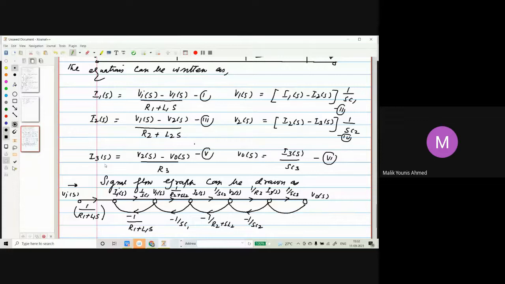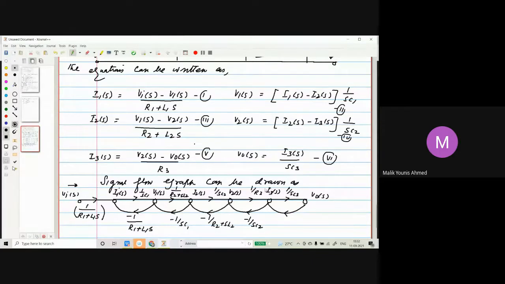But for I3 of S, we need to make manipulation. I3 of S is V2 of S divided by R3. So I2 of S is what? V2 of S divided by 1 by R3. We are getting it. But what we are not getting is I3 of S is V0 of S minus 1 by S3. So we will get that.